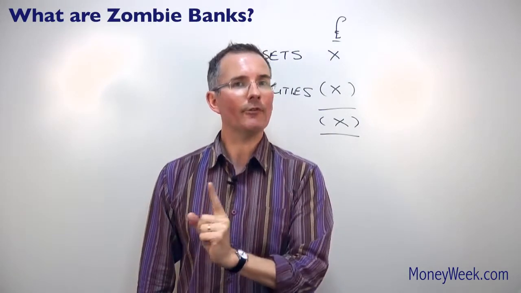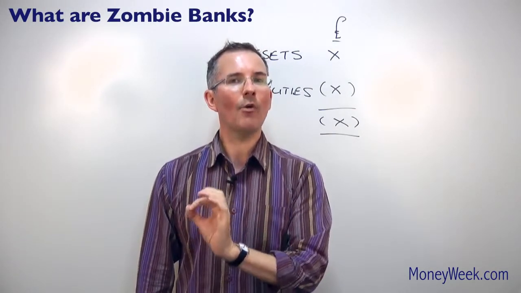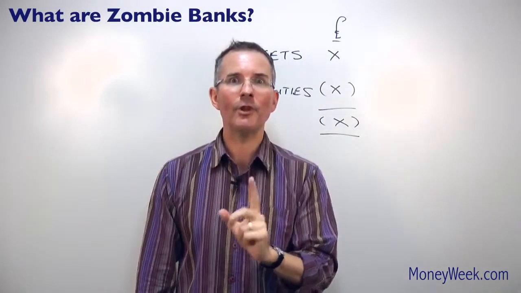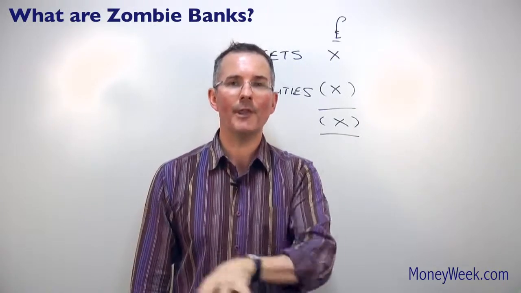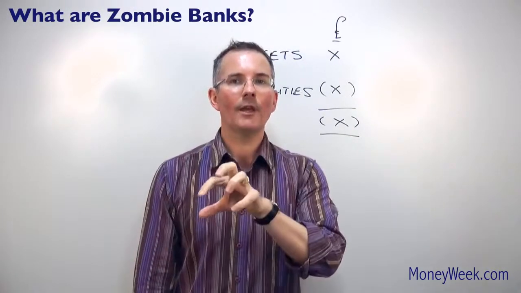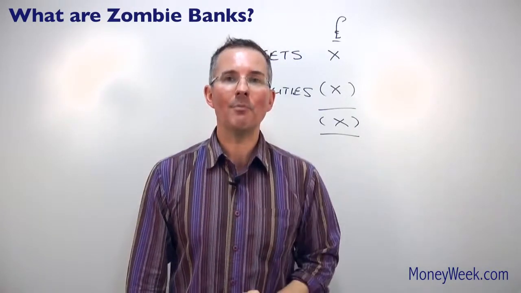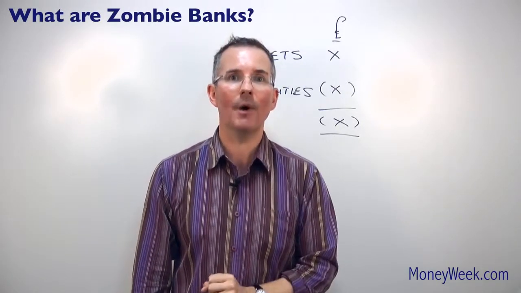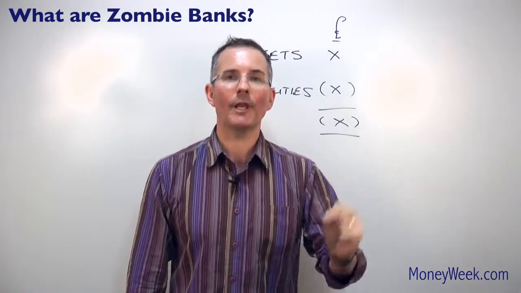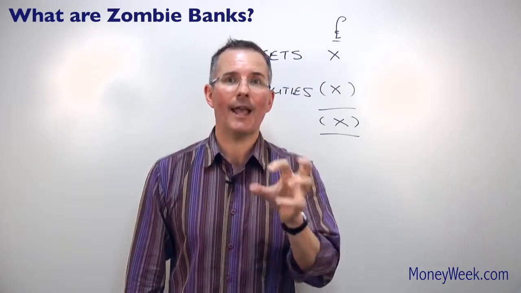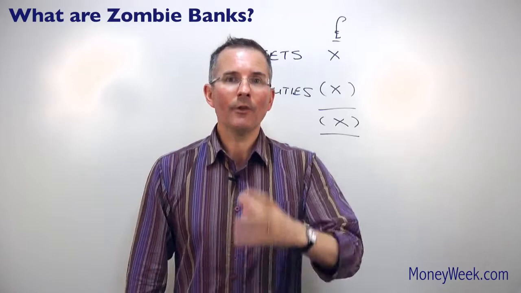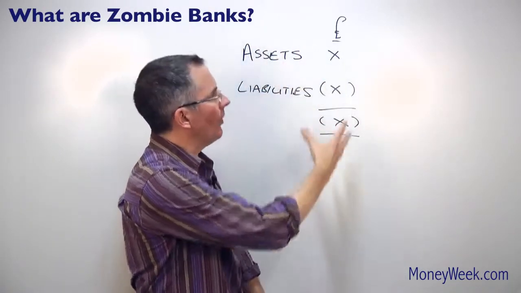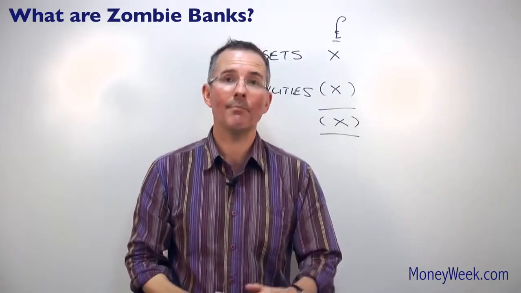Estimates vary just in the UK as to how much crud there might be sitting on bank balance sheets, still not written off and put in the dustbin, between 40 and 100 billion sterling. The latest estimate I saw was around the 80 billion mark. One of my colleagues here at MoneyWeek thinks that even that is a conservative estimate. So how are they being allowed to stagger on, these zombie banks, and what's the implication?